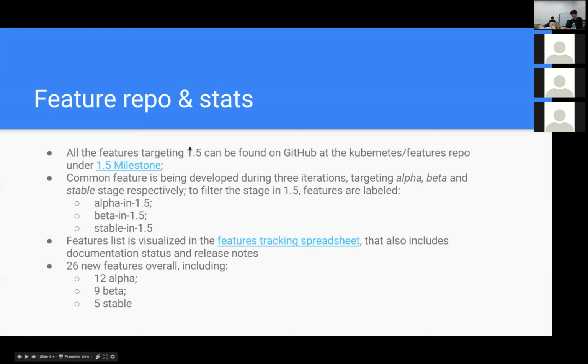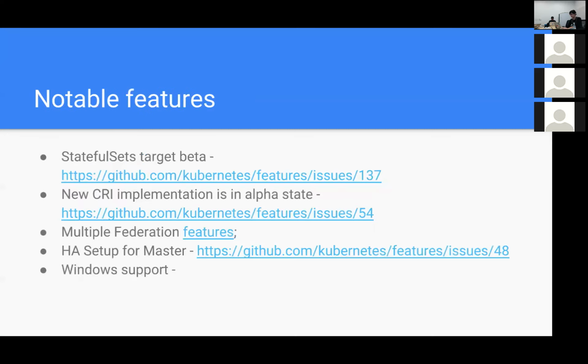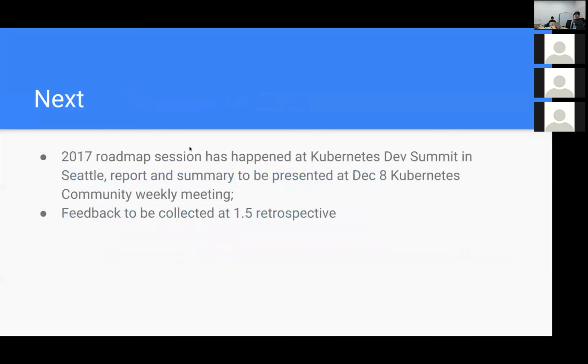And yeah, in general, we have 26 new features. There are 12 alpha, 9 beta, and 5 stable features. The most notable features in this release are StatefulSets, which are targeting beta. We also have the new CRI implementation from SIG-Node, which targets an alpha state. We have lots of new features from Federation, which reflects the actual state of this project as really solid and much more important in Kubernetes itself. We also have cluster setup for master implemented, and I don't know why there is no link. We also have Windows support implemented by Brendan and SIG Windows.